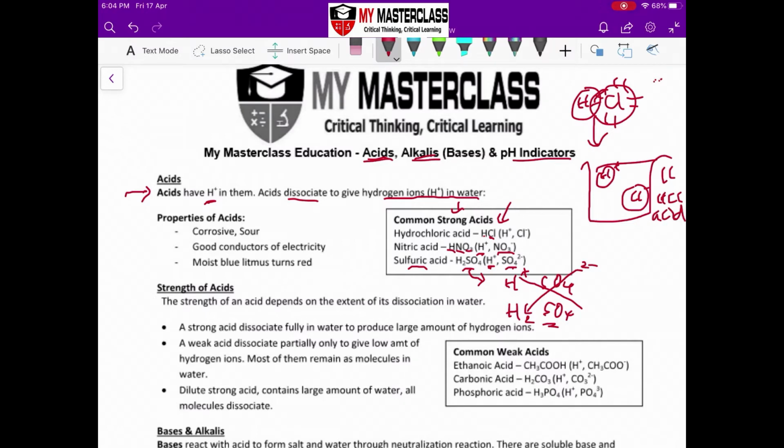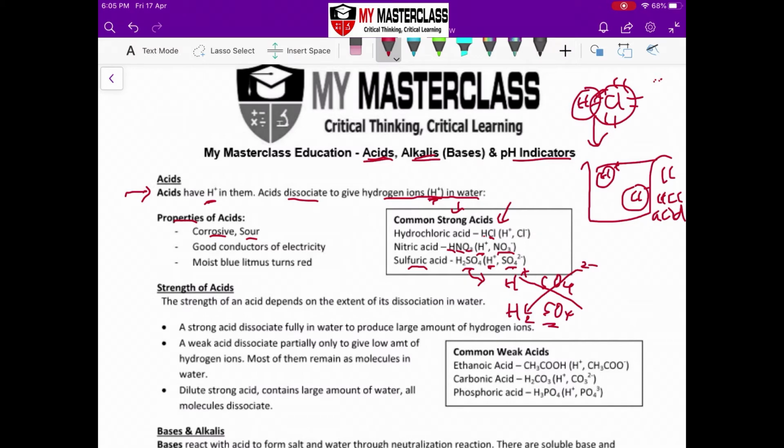So this is the definition: acids dissociate to give hydrogen ions in water. Once we have these hydrogen ions, this will give the properties of your acid. The properties of acids: they are corrosive and sour. Corrosive, in the later part of the lessons we will learn about chemical reactions. You will learn that acids can also react with metal, making it very corrosive. Acids taste sour.